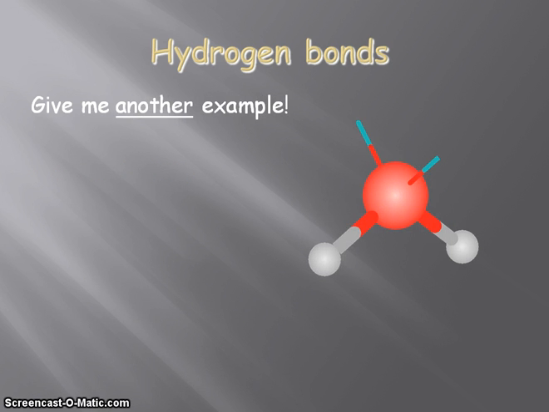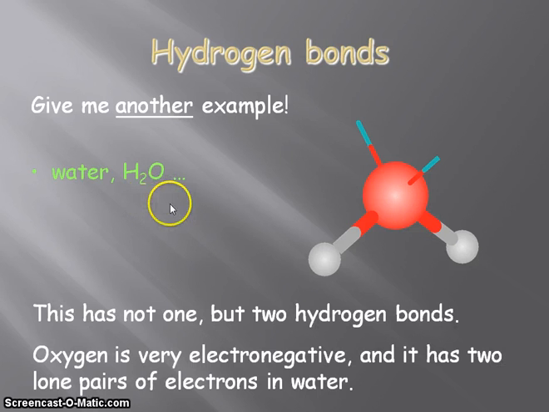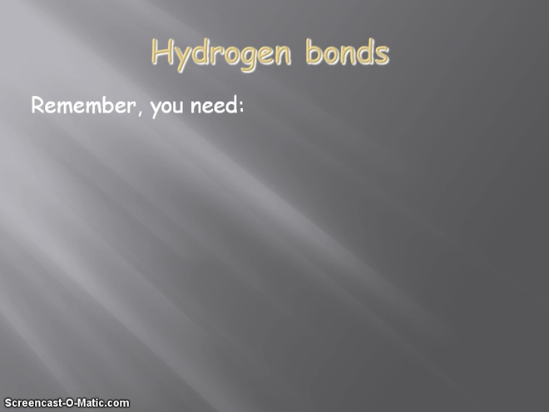You can take another example: water. These are the hydrogens, this is the oxygen, and these are the lone pairs of electrons. This has not one but two hydrogen bonds. Oxygen is very electronegative and it has two lone pairs of electrons in water.